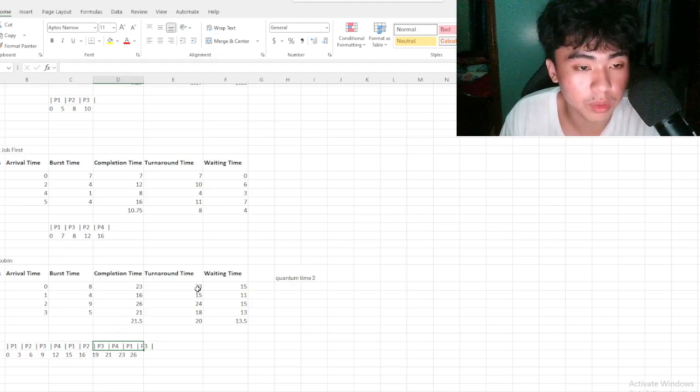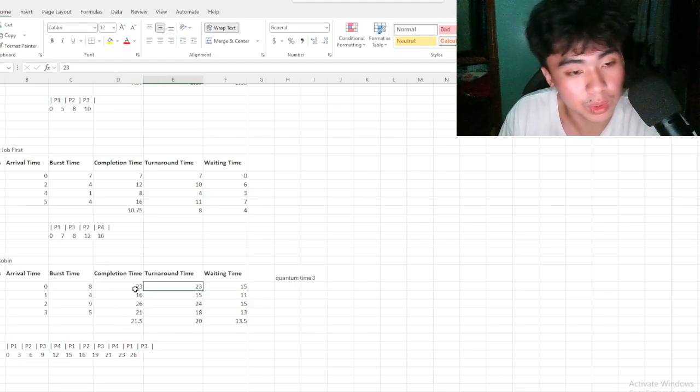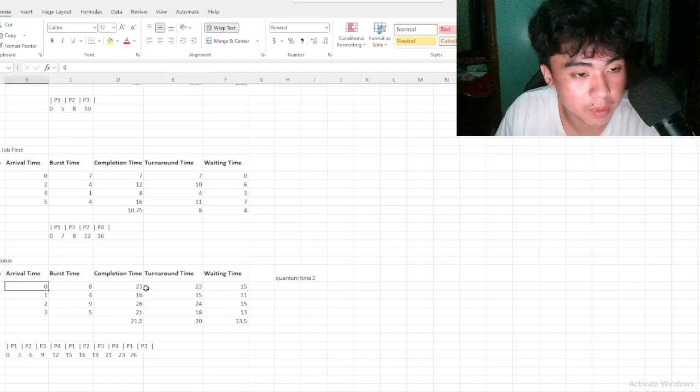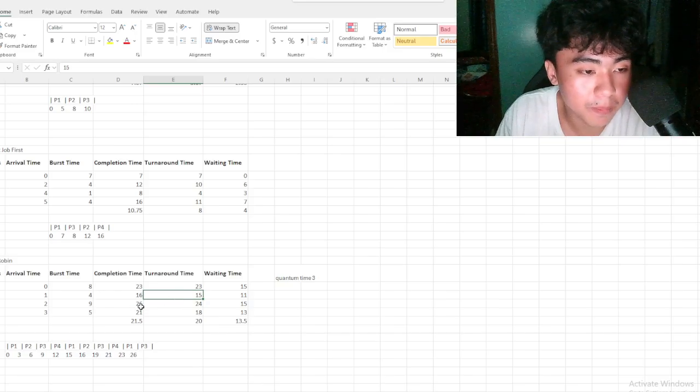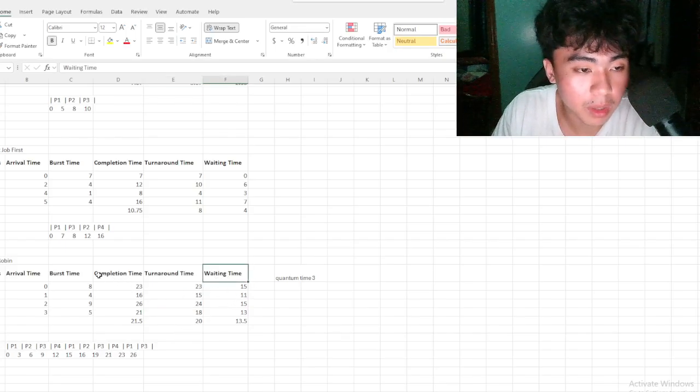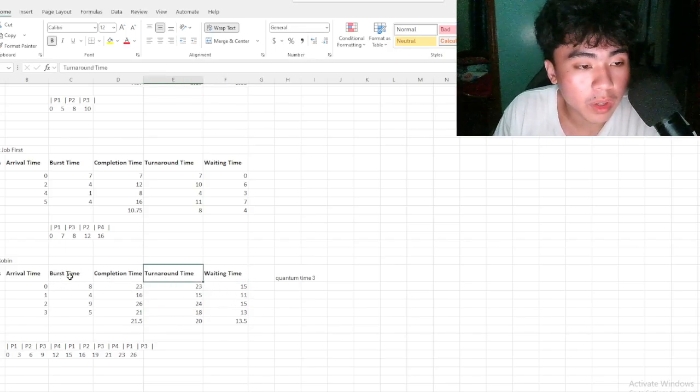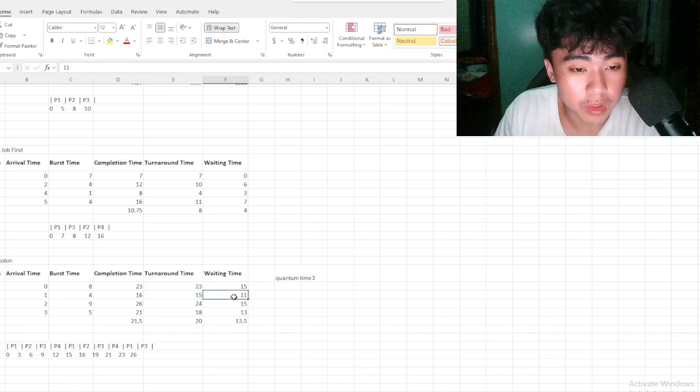So to get the turnaround time, we have to subtract arrival time from completion time. So 23 minus 0 is 23, 16 minus 1 is 15, 26 minus 2 is 24, and 21 minus 3 is 18. To get the waiting time, we have to subtract burst time from turnaround time. So 23 minus 8 is 15, 15 minus 4 is 11, 24 minus 9 is 15, and 18 minus 5 is 13.